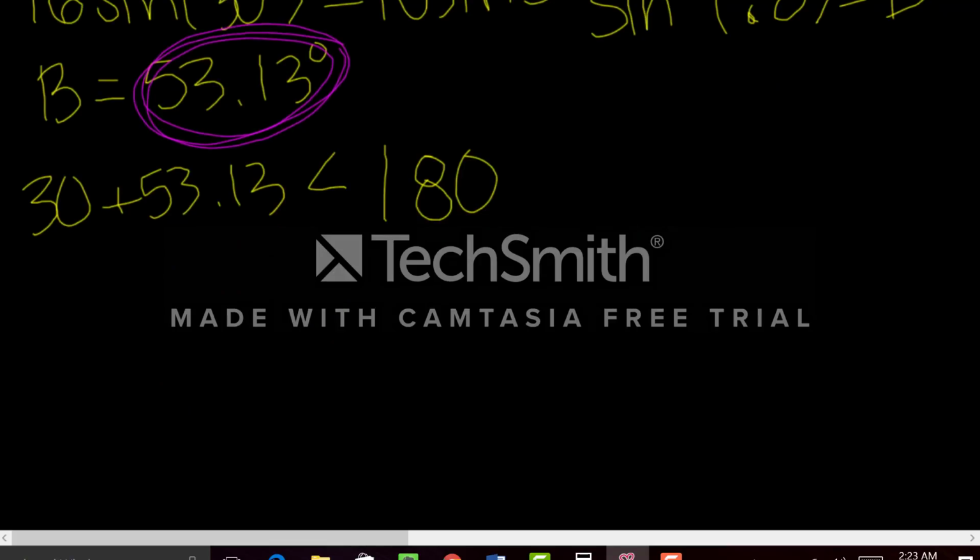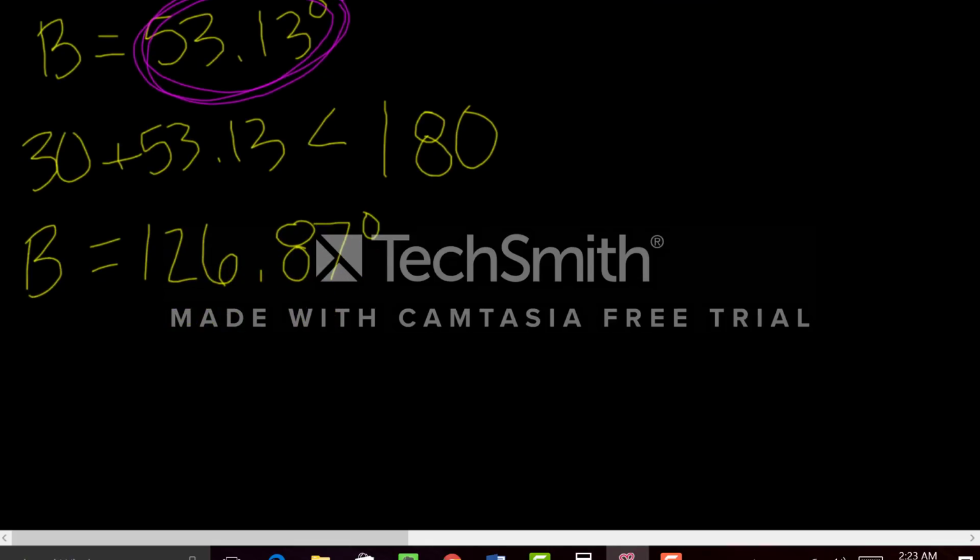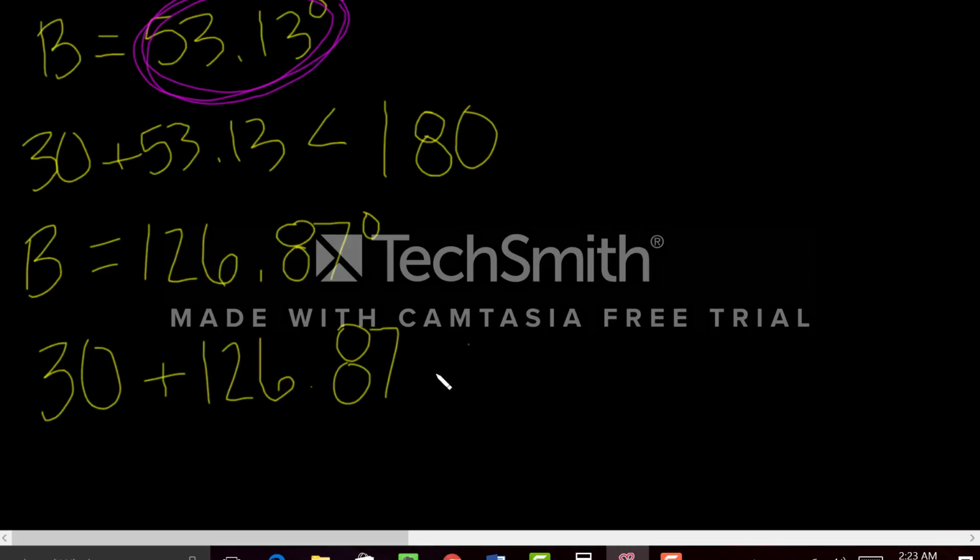So I'll write that B also equals 126.87. Now, does this one work? So what do we do again to check it? Does that one plus the 30 degrees equal less than 180? So does 30 plus 126.87 come to less than 180? Yes, it is, because that comes out to about 156, right? So that also checks out. We'll put a little check mark there, just for fun.